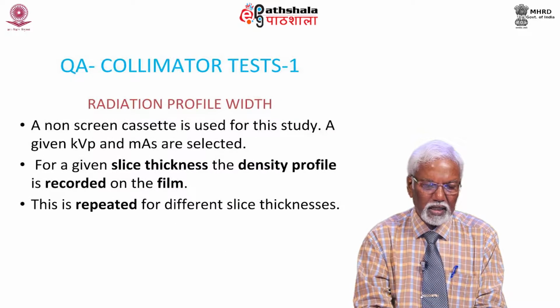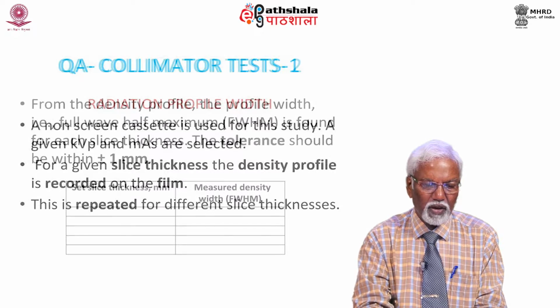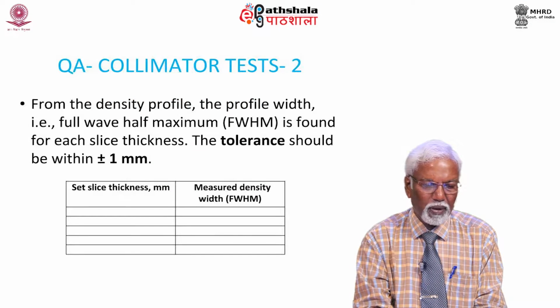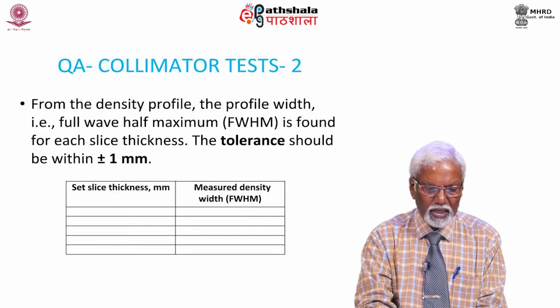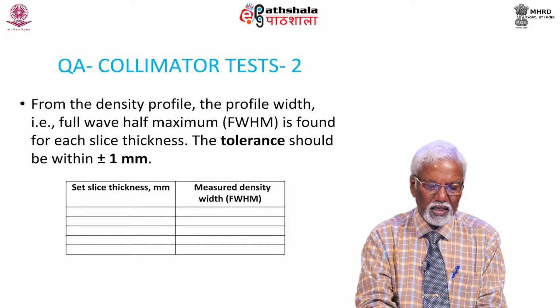A non-screen cassette is used for radiation profile width. For a given slice thickness, the density profile is recorded in the film. This is repeated for different slice thicknesses. From the density profile, the profile width, that is full width at half maximum, is found for each slice thickness. The tolerance should be within plus or minus 1 mm. It is tabulated as given in the table for each slice and the measured density with FWHM.